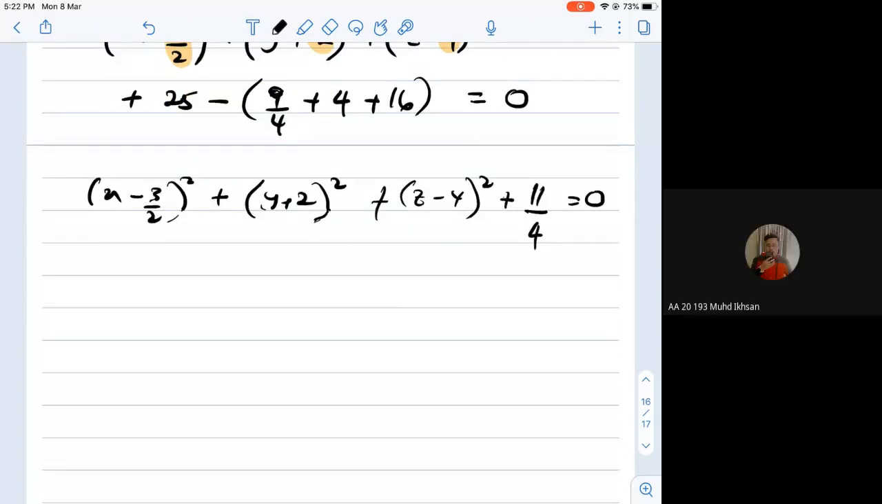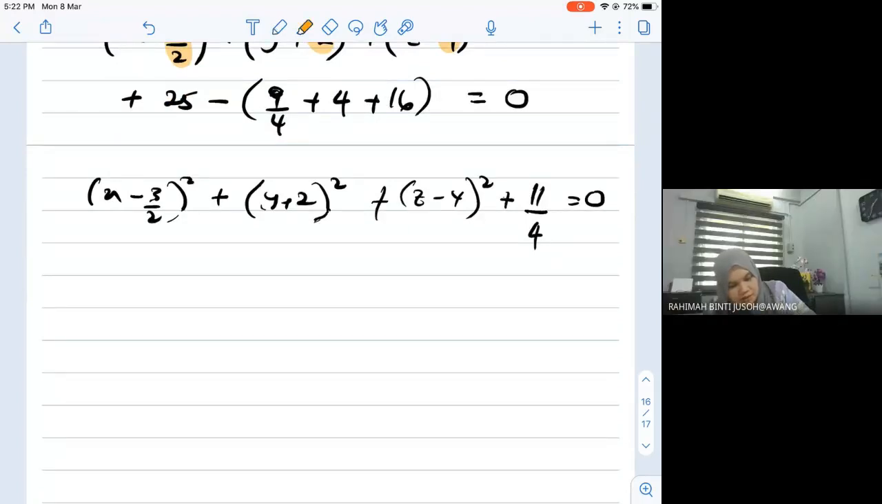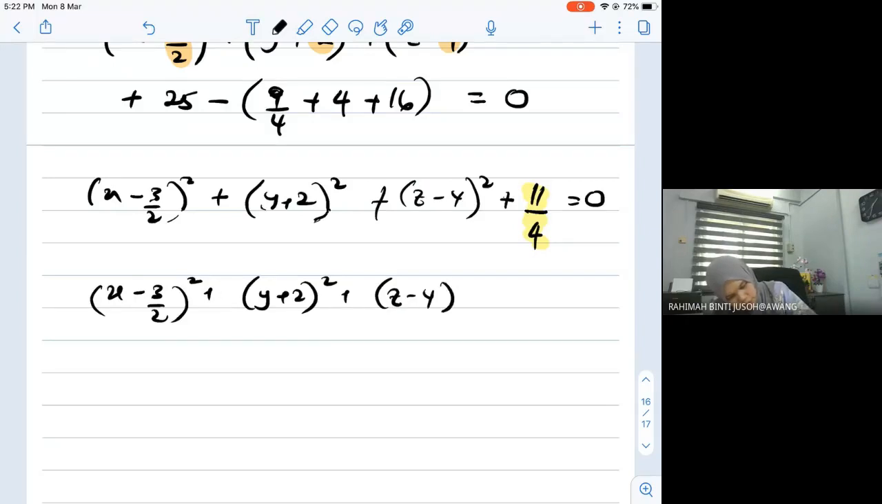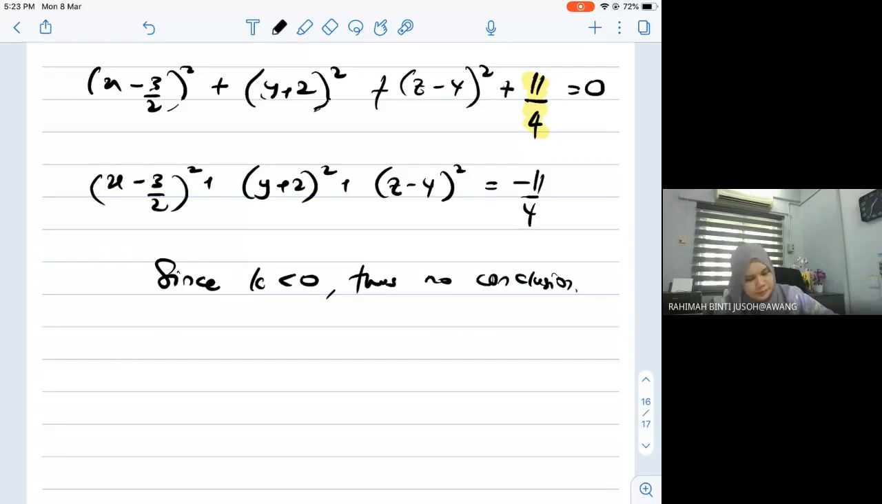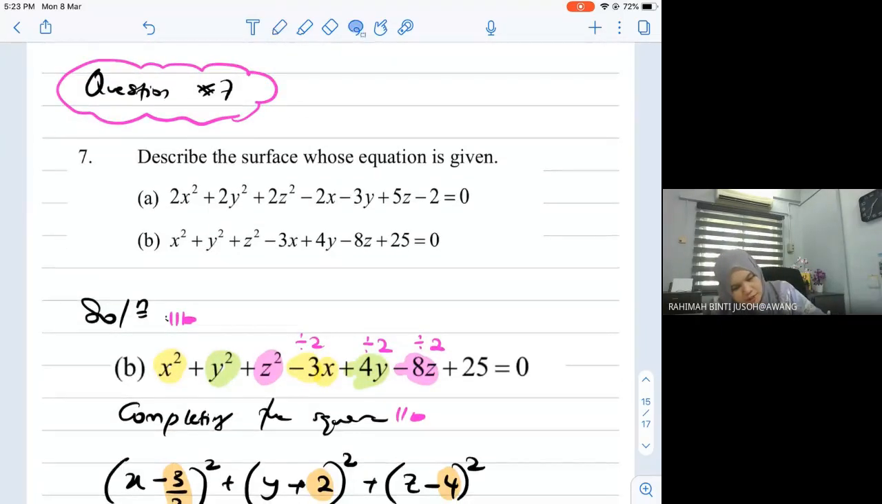Yes. Okay. So now, kalau you tengok nilai dia ni, the value here, 11 over 4, kalau you bawa this to the right hand side, you will get negative, isn't it? So bila negative, (x minus 3 over 2) squared plus (y plus 2) squared plus (z minus 4) squared equals to negative 11 over 4. Is there any conclusion here? Bentuk sphere ke ni? Nope. No. Okay, because k less than 0. Since k less than 0, there's no conclusion. Okay. Now, question 7B ni, tadi dah 7A. Ni, copy.